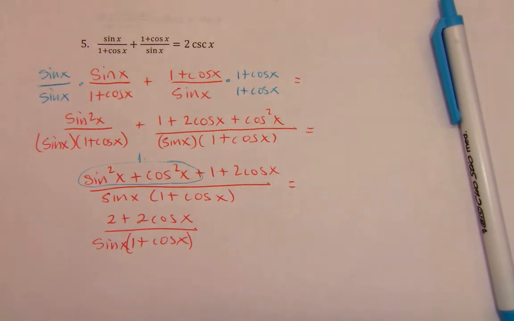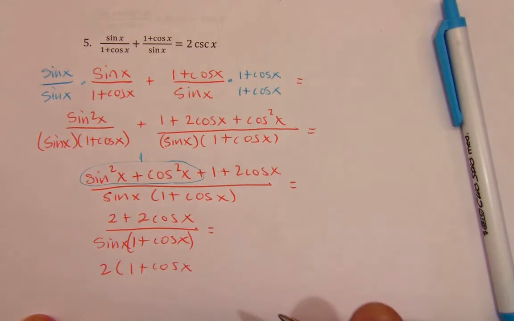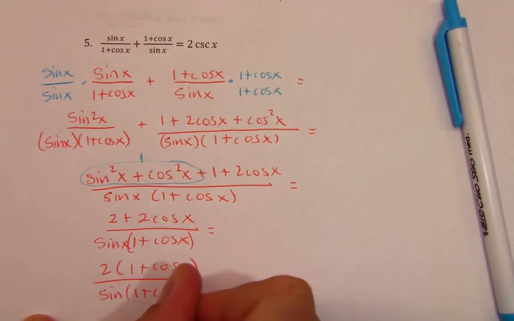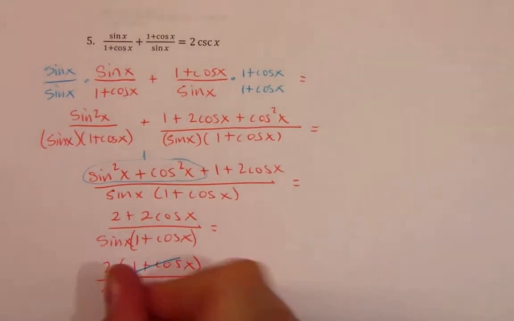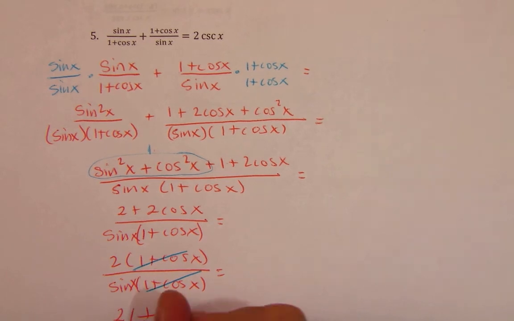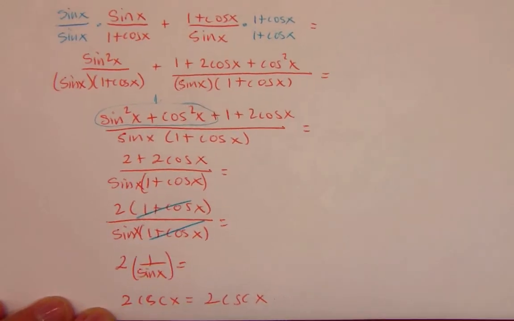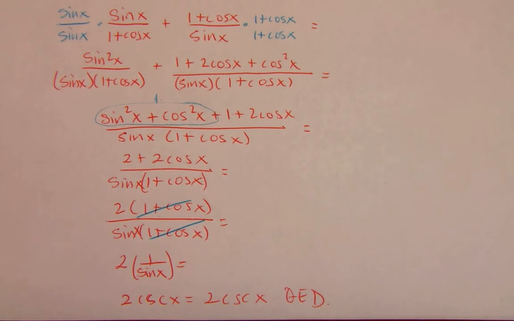And I can factor out that 2. And I have 1 plus cosine x over sine times 1 plus cosine x. And those cancel out. And I have 2 times 1 over sine x. And that's 2 times cosecant x. And that's the end of my proof.